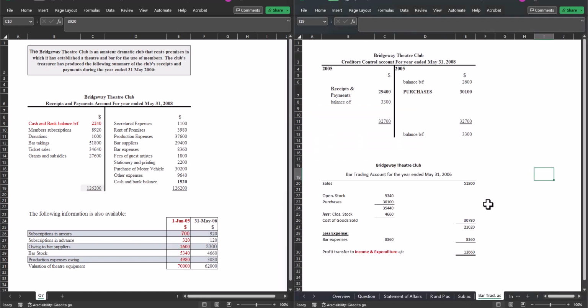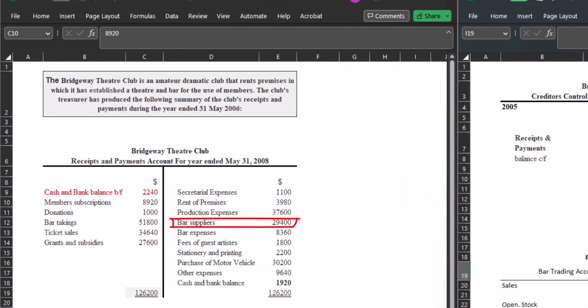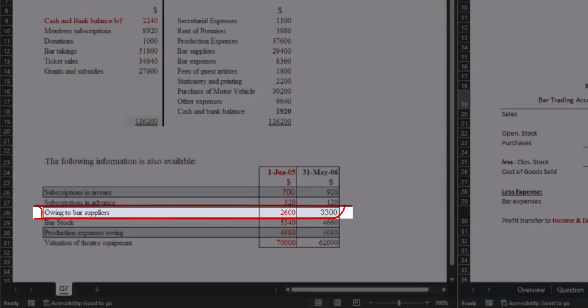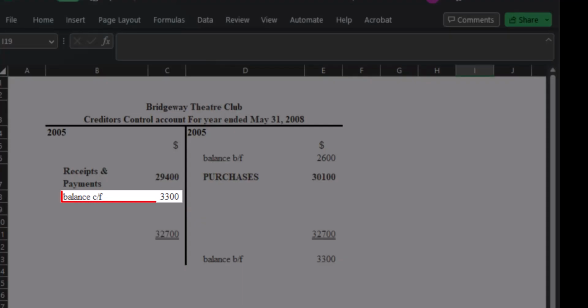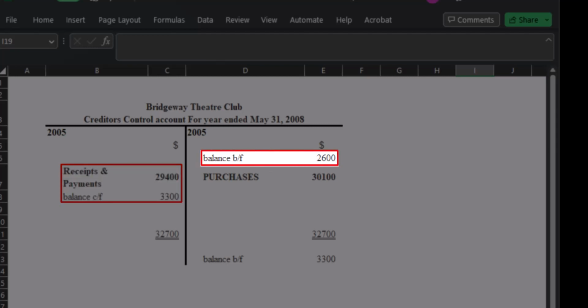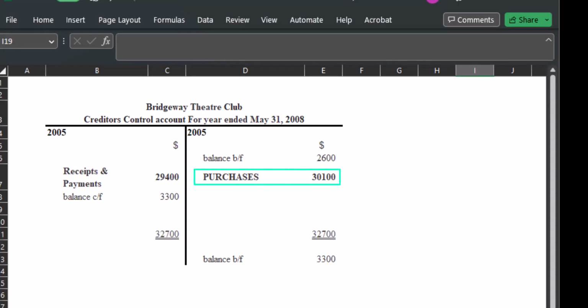Sometimes it may be necessary to calculate the purchases made for a trading activity or event. This can be done by locating the payments made to creditors, suppliers, or accounts payable, their opening and closing balances for the period, and preparing a simple creditors' control account. Briefly, what can be done is to add the year-end or closing balance to the amount paid to suppliers from the receipts and payment account and subtract the opening or year-start balance. This will allow the purchases to be found.